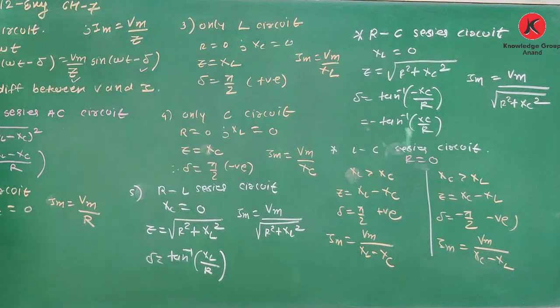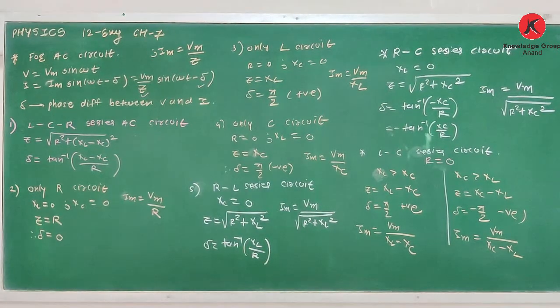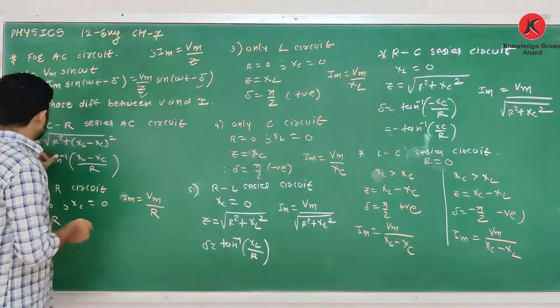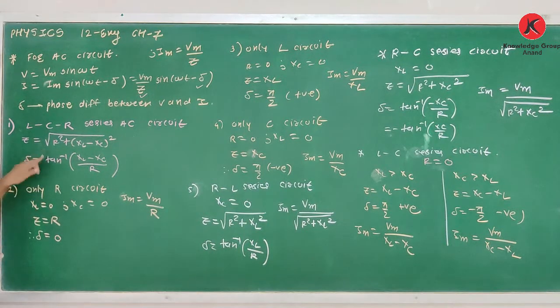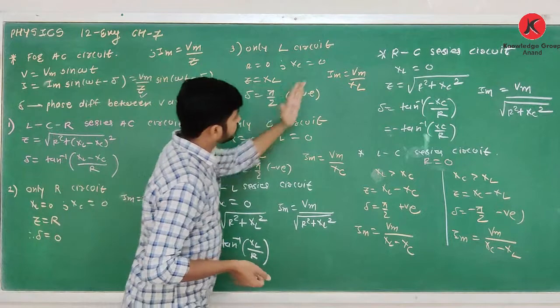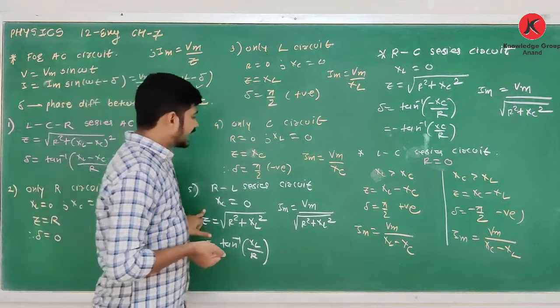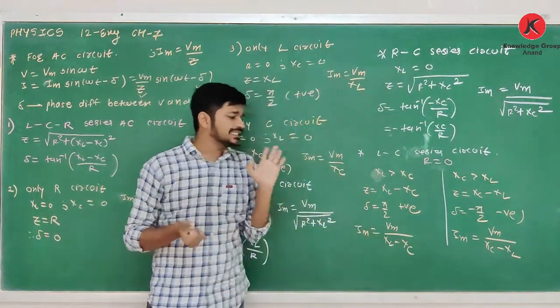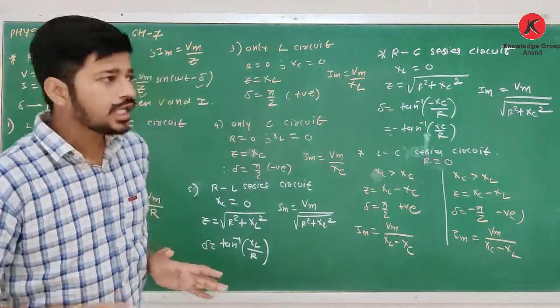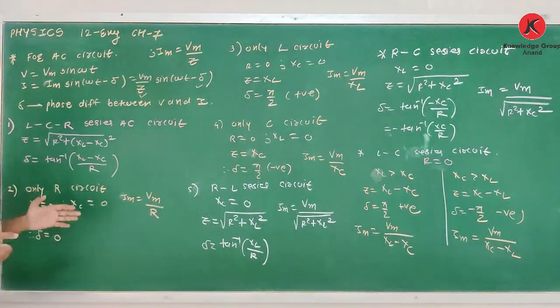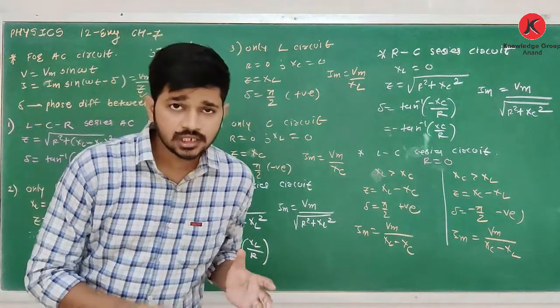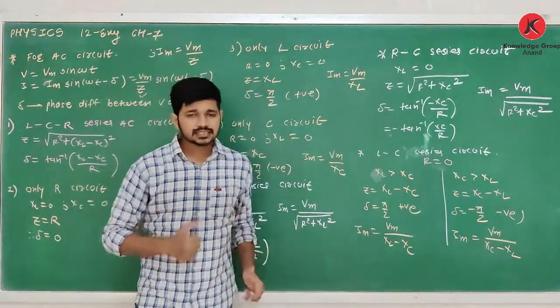So you have to remember the equations only for the LCR series AC circuit. From these equations, you can derive each and every case: only R, only L, only C, RL series circuit, RC series circuit, and LC series circuit. Clear about this? So that is all about these extra equations that you have to use to solve questions. Okay, so this is it for today.